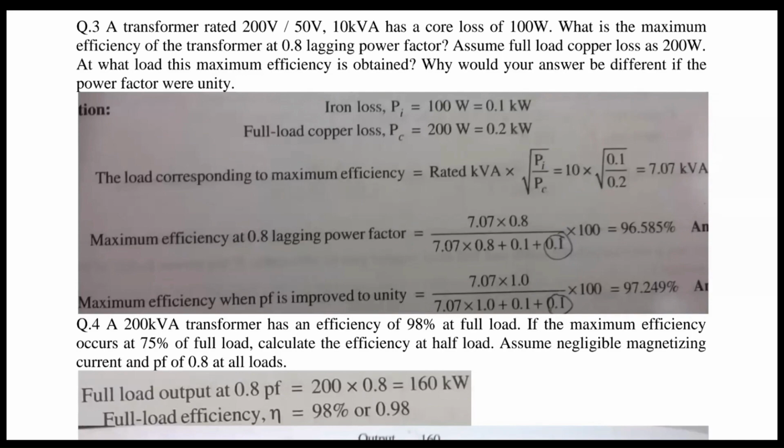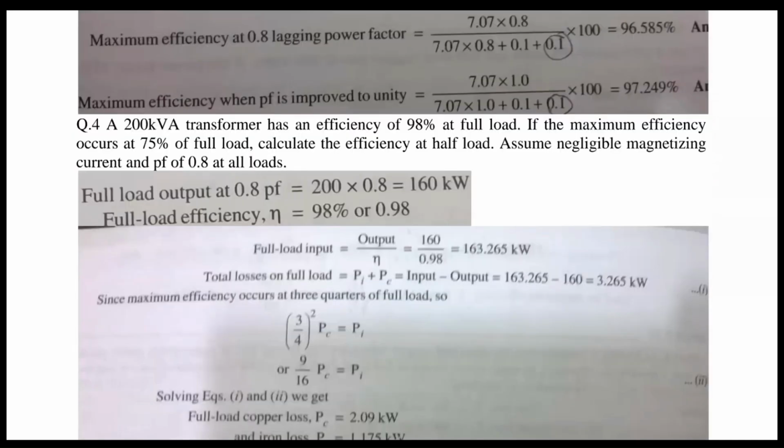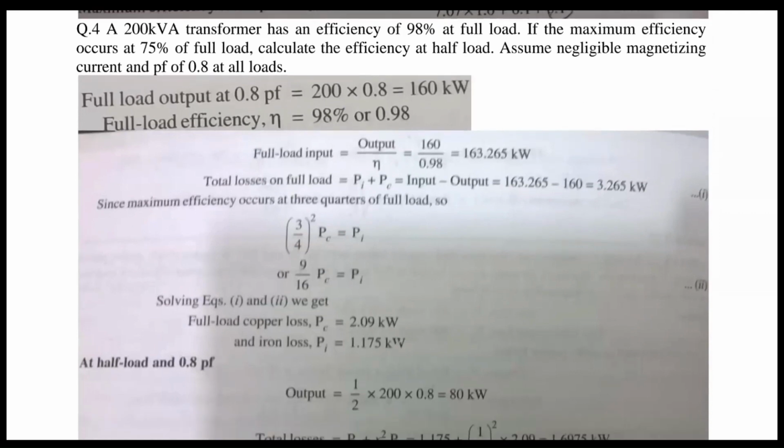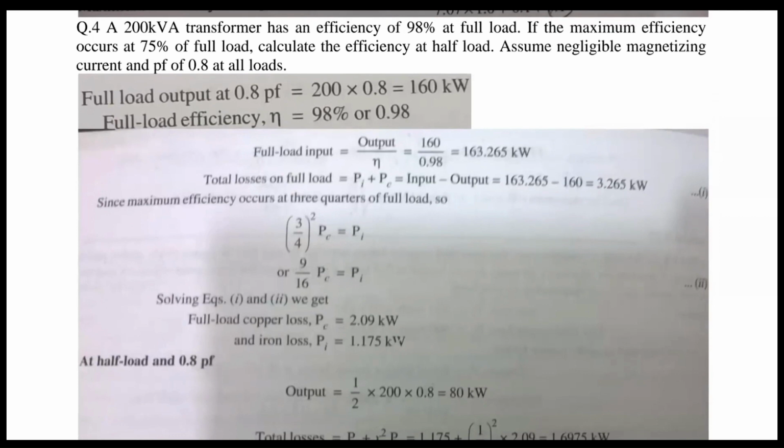Now in the next numerical, a 200 kVA transformer has an efficiency of 98% at full load. If the maximum efficiency occurs at 75% of the full load, calculate the efficiency at half load. Assume negligible magnetizing current and power factor is given as 0.8 at all loads. Irrespective of whatever the load may be, power factor is 0.8.